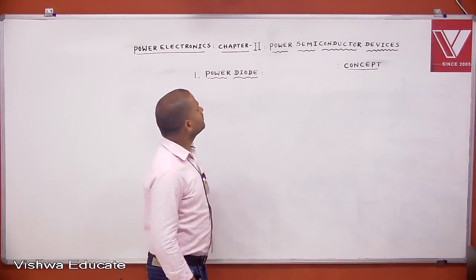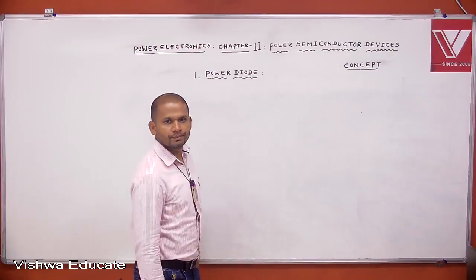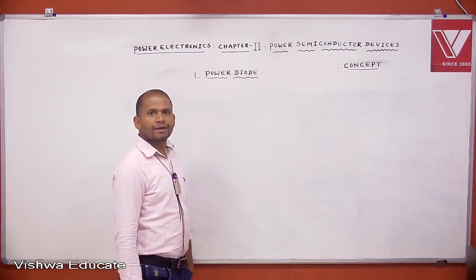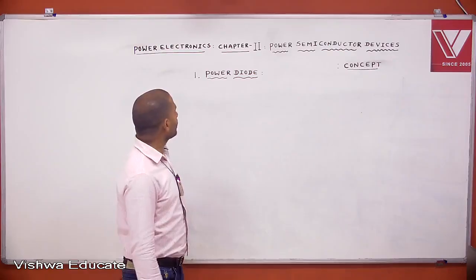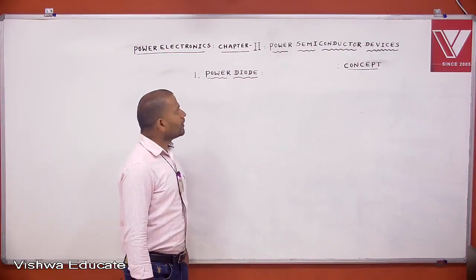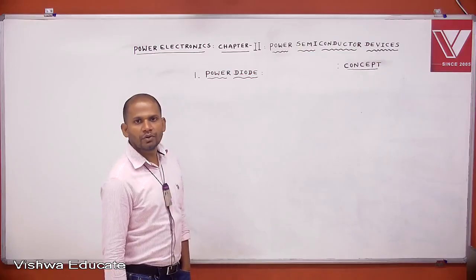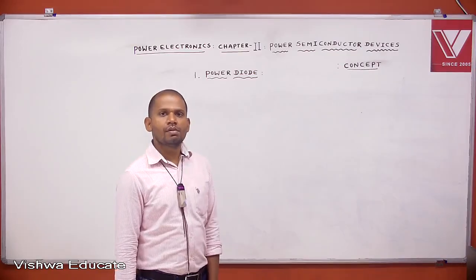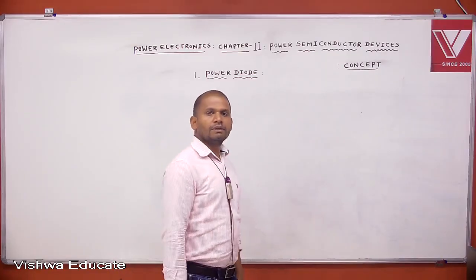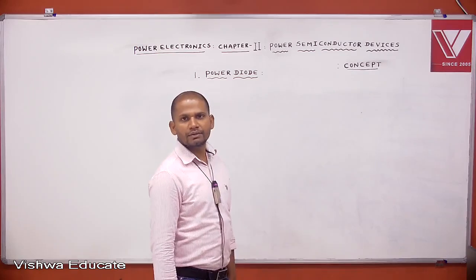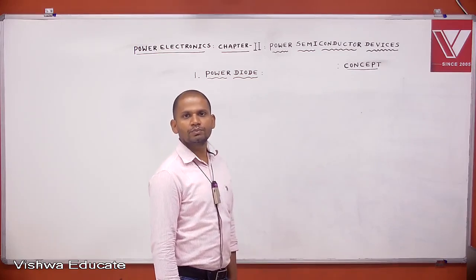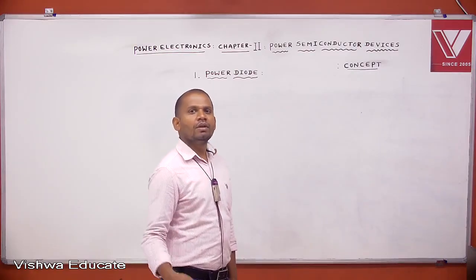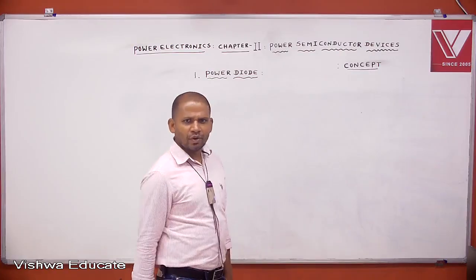Next chapter in power electronics, that is power semiconductor devices. In power semiconductor devices, I want to discuss so many devices like diode, thyristor, triac, diac, GTO, BJT, MOSFET, IGBT. All these devices I want to discuss.